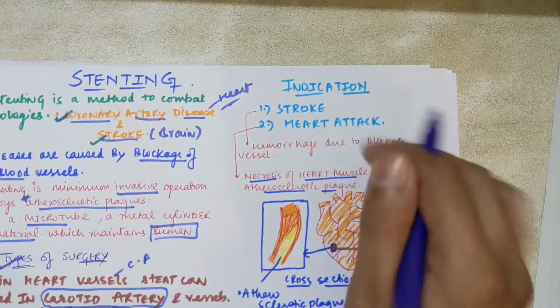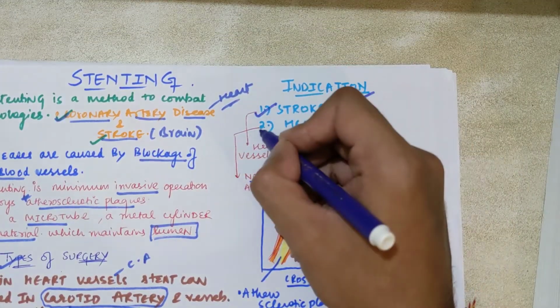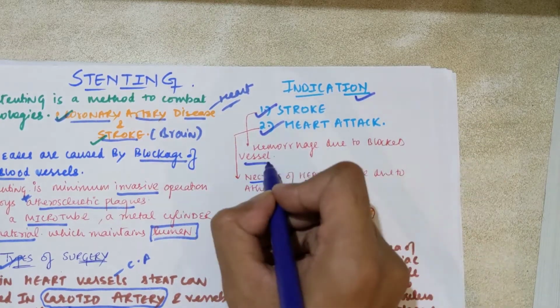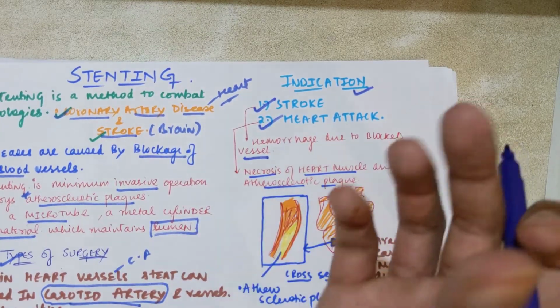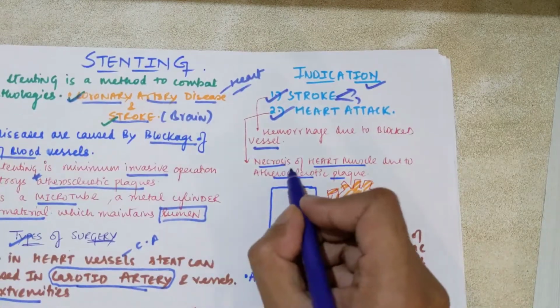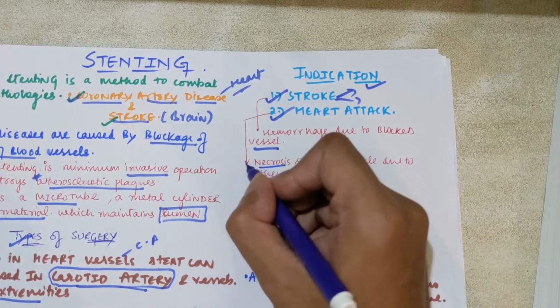Okay, now let's move on to the indications. As I have told you, it is stroke and the heart muscle. Clear? Now stroke is a hemorrhage due to the blocked vessel. Clear? There are two types of stroke, ischemic and hemorrhagic. Okay, so it is detailed. Now necrosis of the heart muscle due to the atherosclerotic plaque.